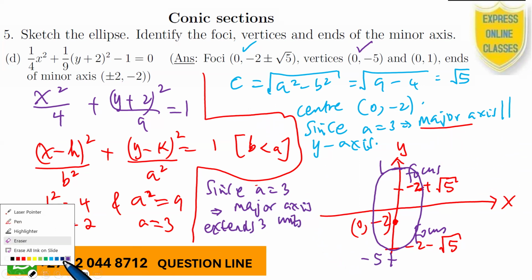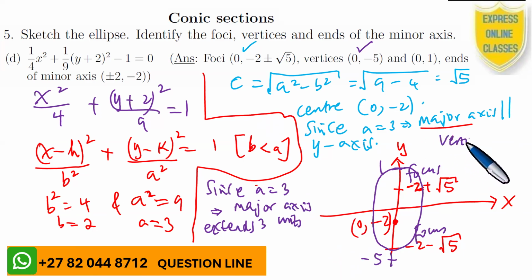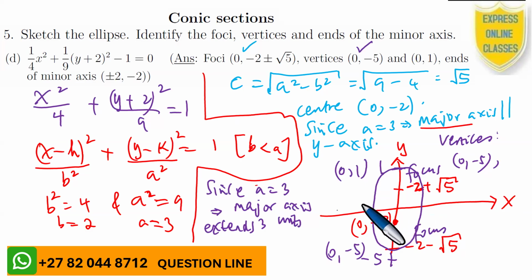It's going to be through the vertices. What are the vertices? The vertices would be, as indicated at this point, this one. This one is going to go up, but it's 0, 1. And the other one is going to go down. X is 0 and Y is minus 5. So X is 0 and Y is minus 5 is one of the vertices. And how do you get the vertices? You use A, the biggest one, to get the vertices. Always use A. Just add and subtract from the center. That's all. Okay.